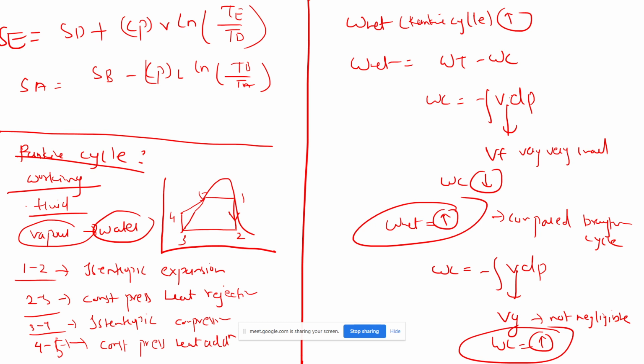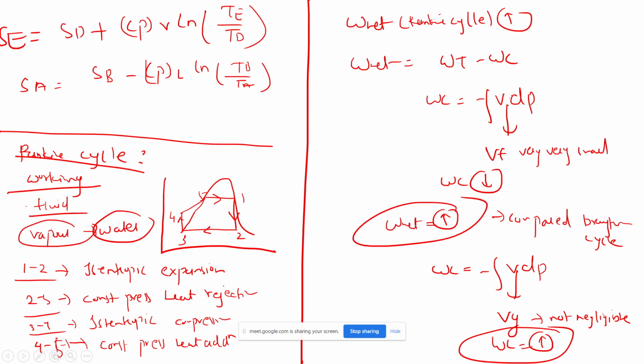Sir, can we operate the Rankine vapor cycle with a superheated region? Your voice is not clear. Can we operate the Rankine cycle with superheated steam, sir?